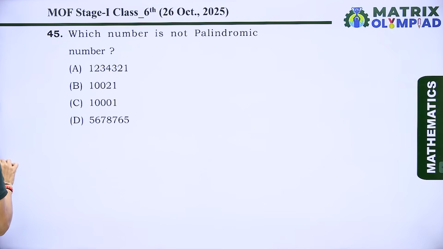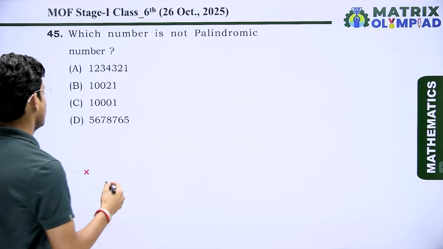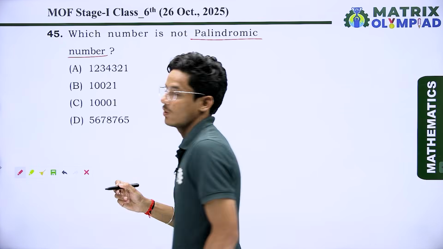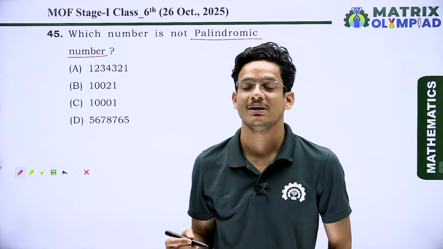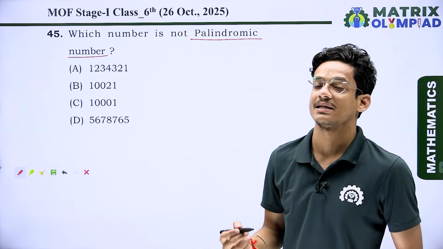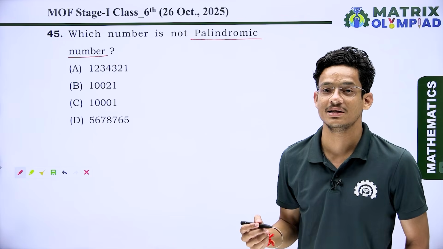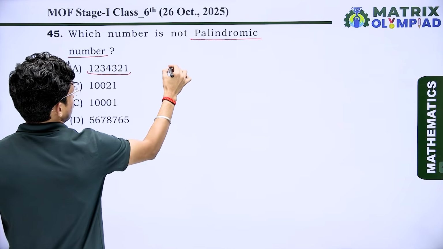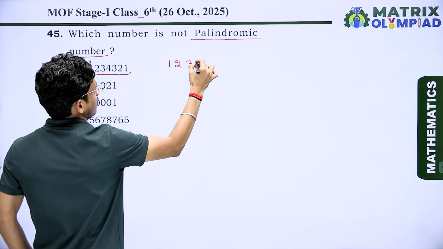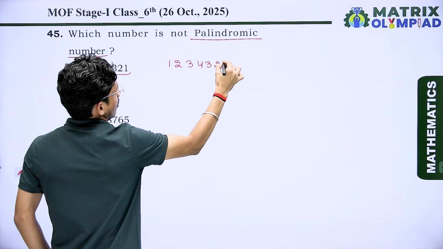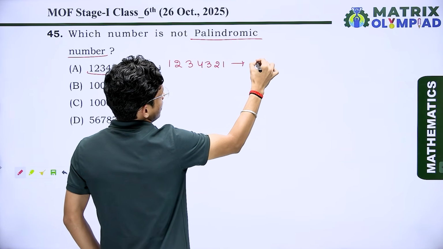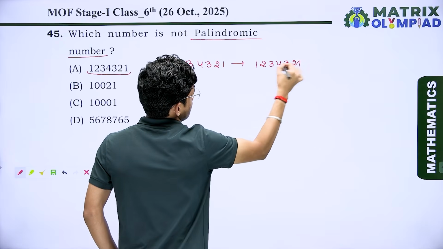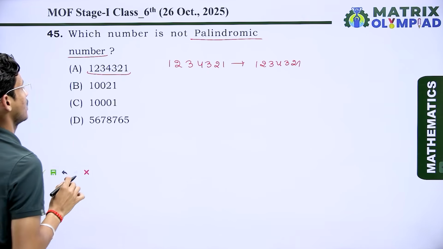So now if I talk about the next question, that is, which number is not a palindromic number? A number that remains the same when its digits are reversed is known as a palindromic number. So this one is the first option A. Here we have number 1234321. When we reverse all the digits, I can write here again 1234321. It means this is the same. So this one is a palindromic number.